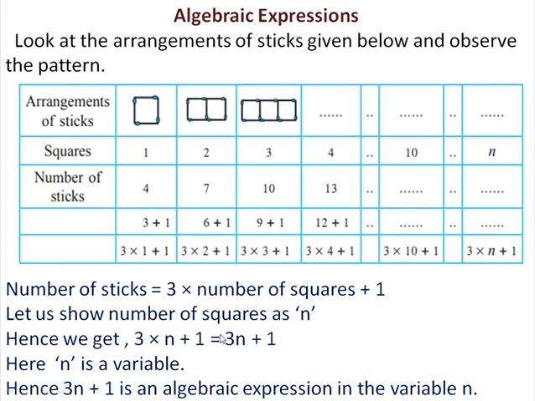Now, the expression that we have got here, 3n plus 1, is called an algebraic expression. Here, 3n plus 1 is an algebraic expression having the variable n. Now, the alphabet that we have used here is n. Hence, we are writing n as the variable because the value of n is changing every time.